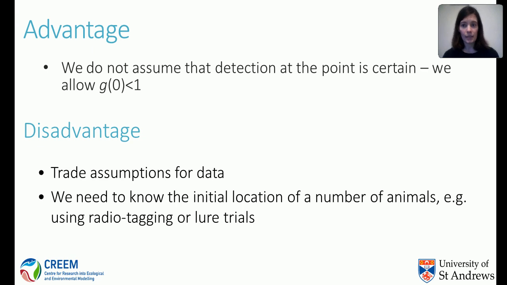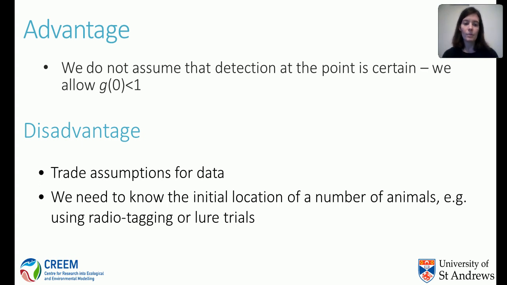The disadvantage is it's an auxiliary trial, which may often include further assumptions. One being, is the trial applicable to the animals in our main survey? If we conduct the experiment in a particular time and place, does it apply to the animals across the whole survey area and period?